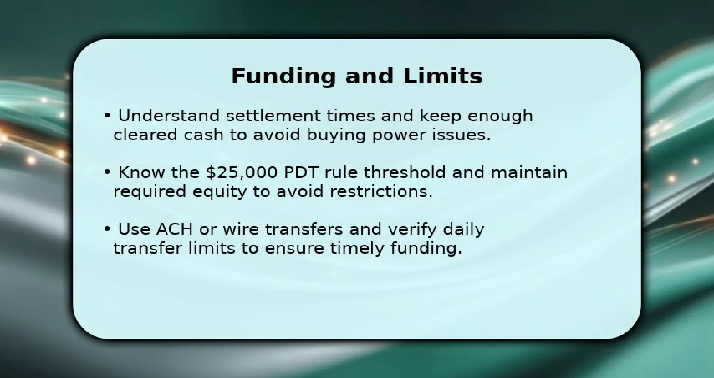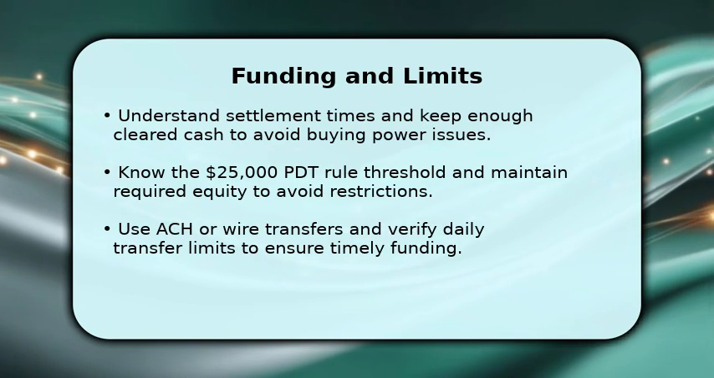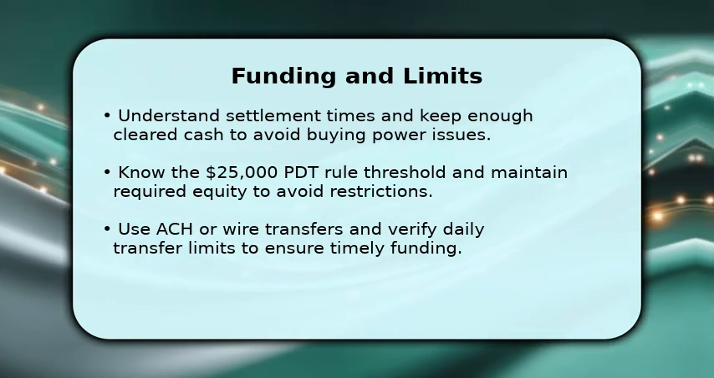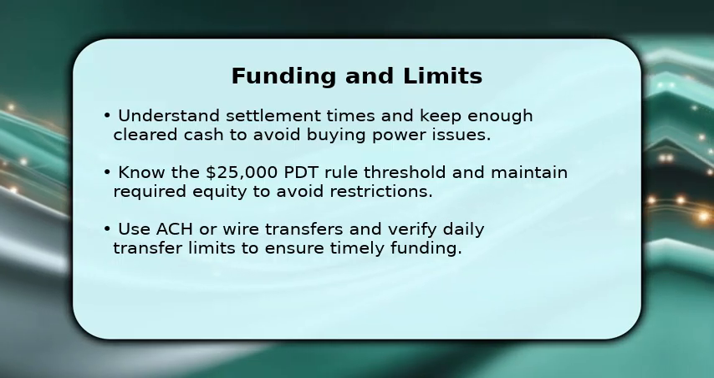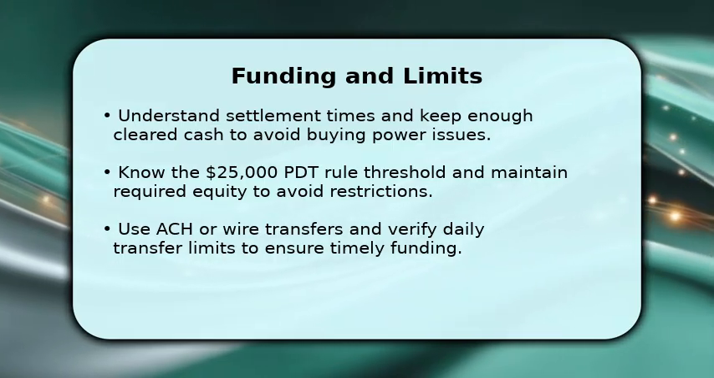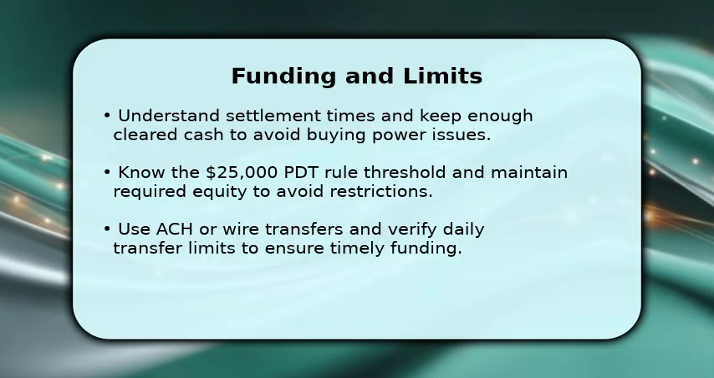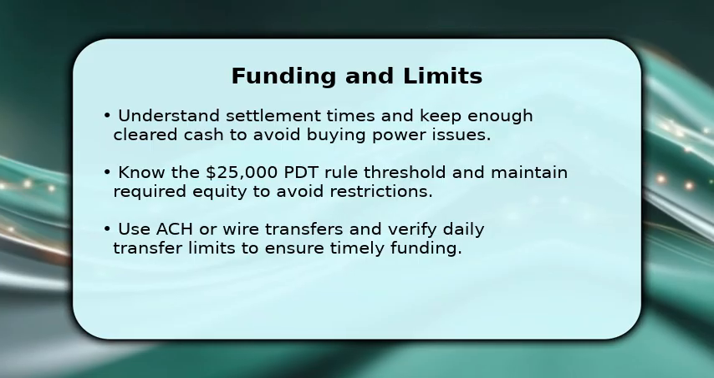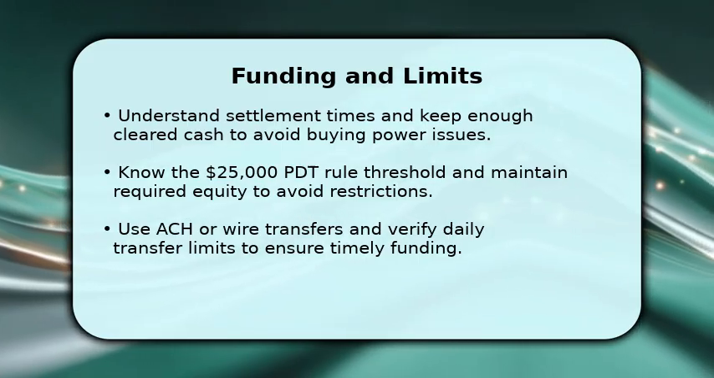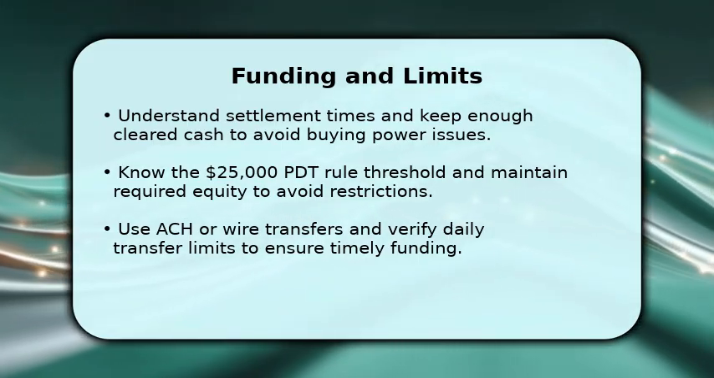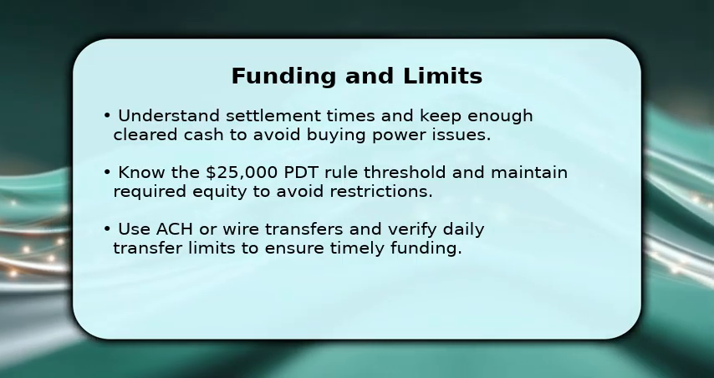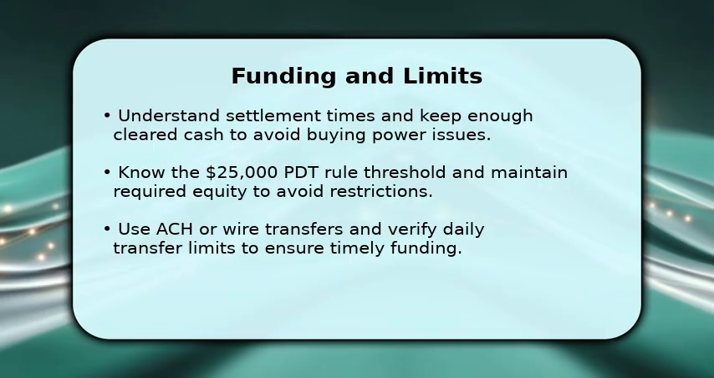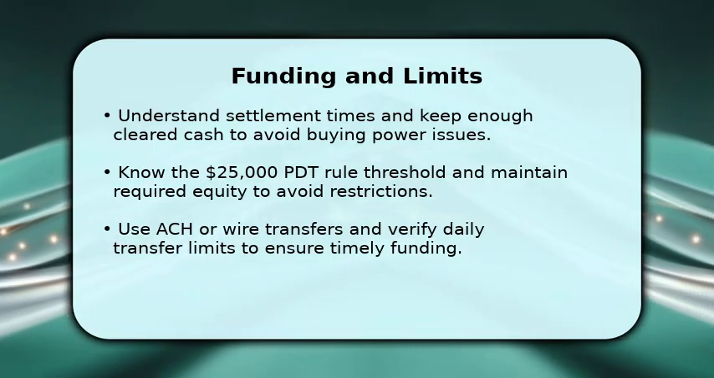Start by confirming settlement rules and keeping enough cleared cash to avoid buying power surprises. Remember the $25,000 pattern day trader threshold and maintain required equity to prevent account restrictions. Choose ACH for low-cost transfers or wire for speed, and verify daily limits so your funding arrives when you need it. I'll explain how to monitor unsettled funds and plan trades around settlement timing to stay compliant and active.